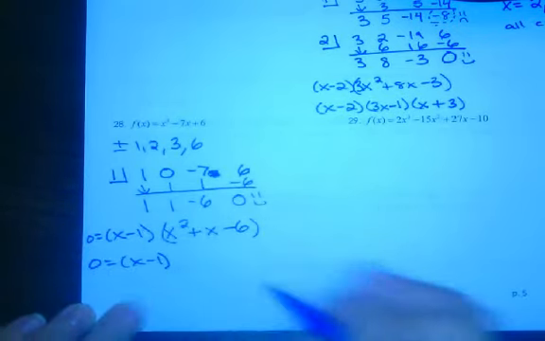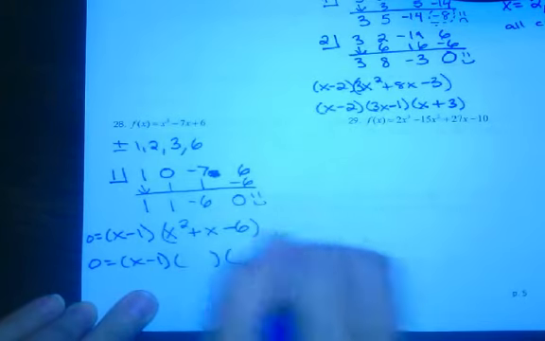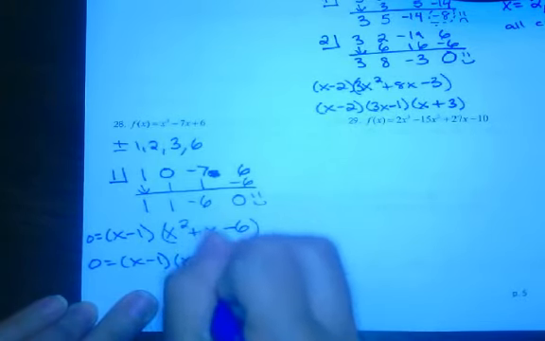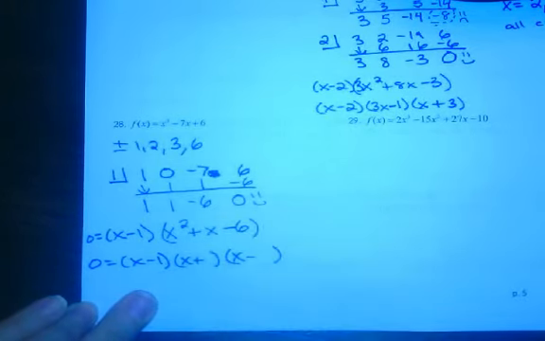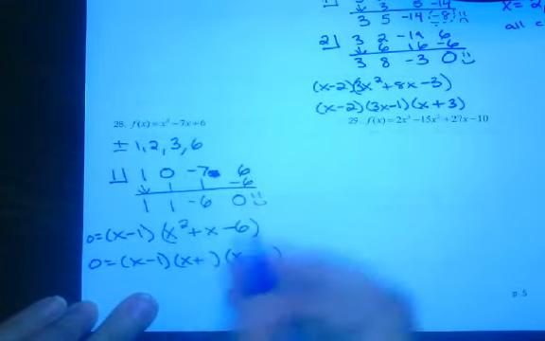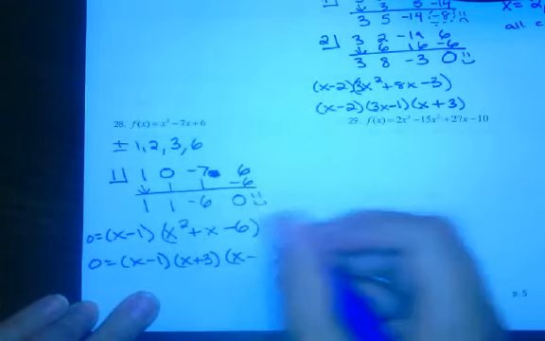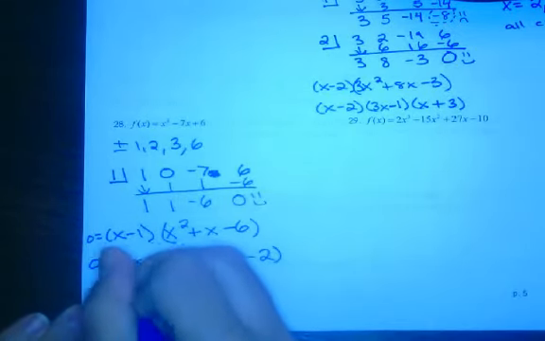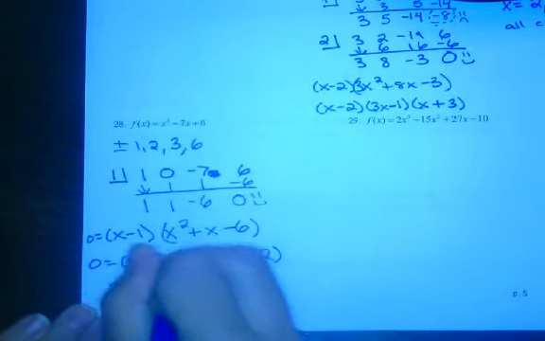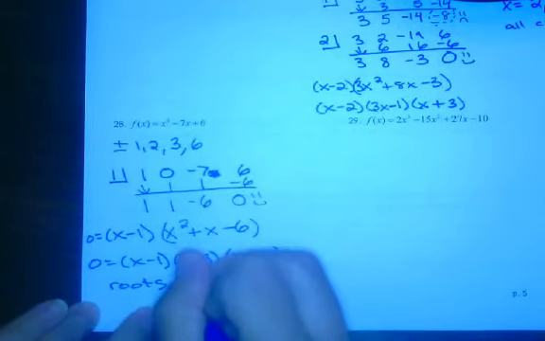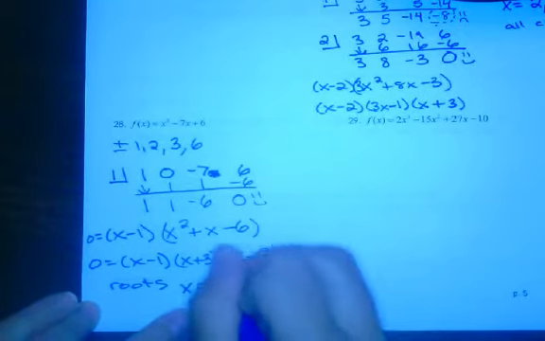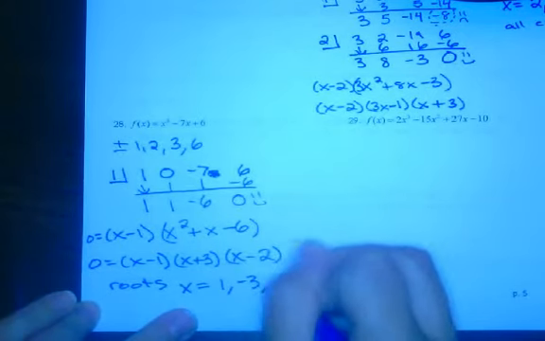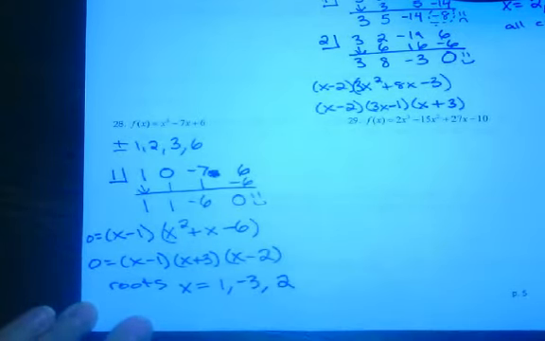So I just recopy the first factor. And then I need to multiply to a negative, so I know it's going to be a plus and a minus. I need to multiply to a negative 6 and add up to a 1, so it'll be a positive 3 and a negative 2. So this tells me that my roots are going to be x equals 1, negative 3, and 2.